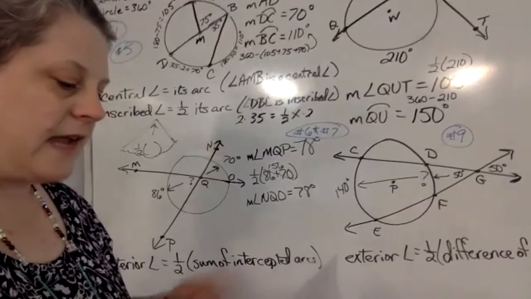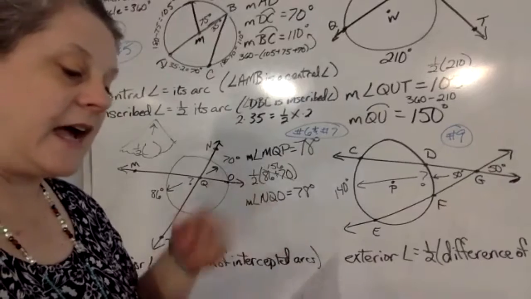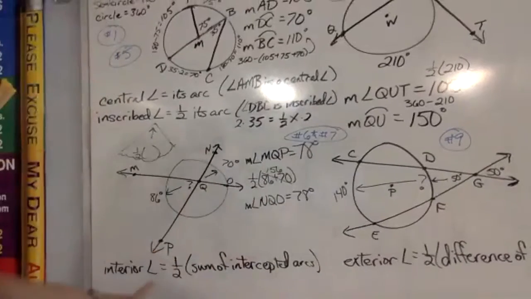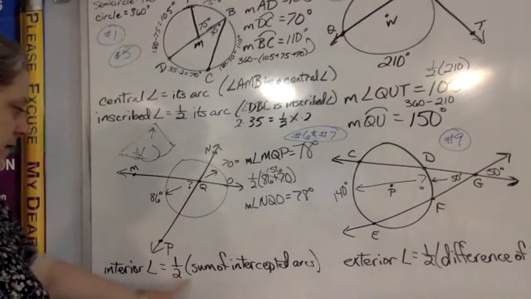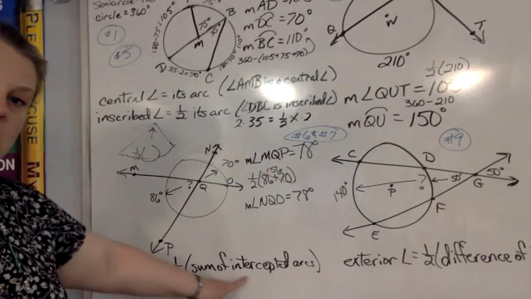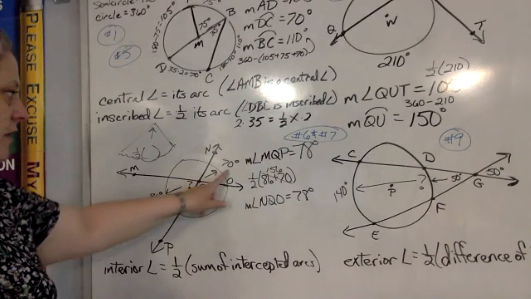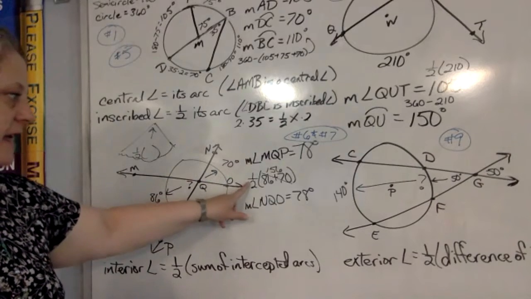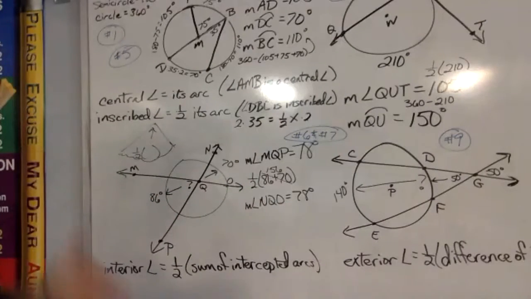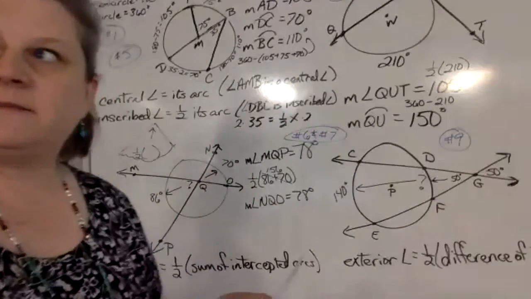Number 6, the angle that you're looking for is inside the picture. So if it's inside, it's half the sum of the 2 arcs that it intercepts. So it's like this one. You take these 2 arcs, you add them together and divide it in half, and that gives you your angle. That's exactly what you do on number 6.